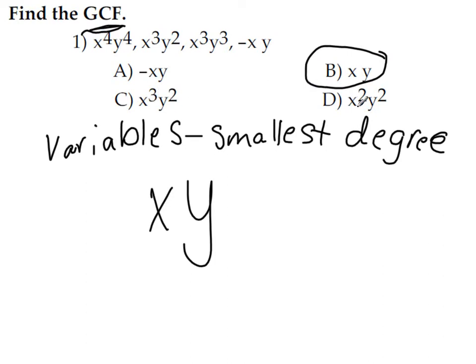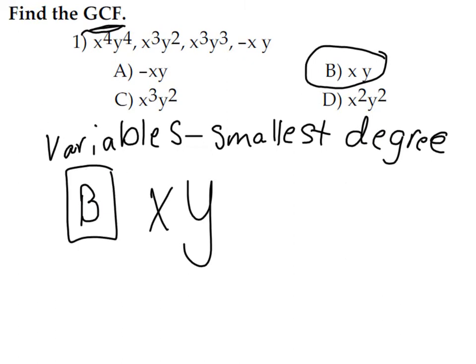C and D make no sense to begin with. They're not even the highest degrees. The testing people are very nice. They don't try to trick you by providing an LCM, because the GCF and the LCM are easily confused, so you won't see that as an option. And A is just trying to throw you off because of that negative. So the answer is B.